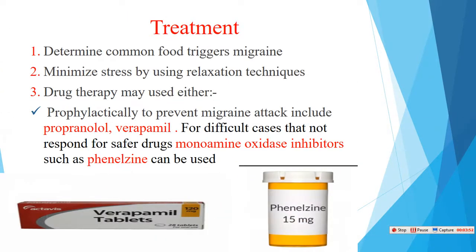The treatment of this type of vascular pain: determine the common food triggers of migraine, which should be avoided. Minimize stress as much as possible by relaxation techniques. Also, drug therapy may be used prophylactically to prevent the migraine attack, including propranolol and verapamil for difficult cases that don't respond. As a safer drug, a monoamine oxidase inhibitor such as phenelzine can also be used.